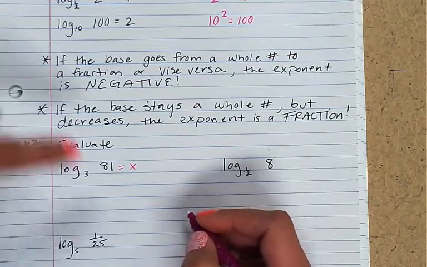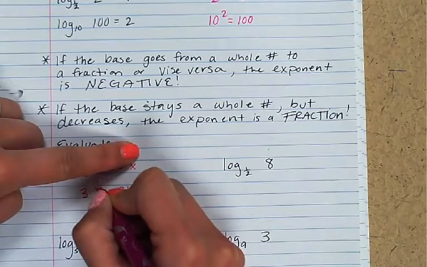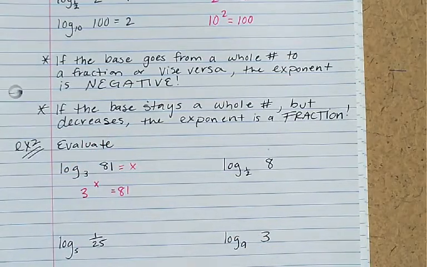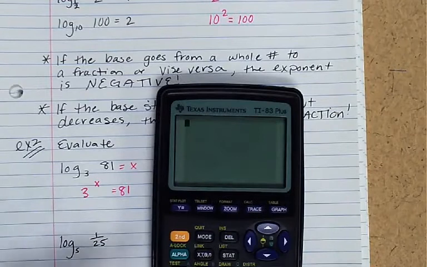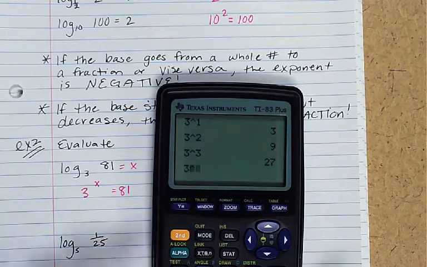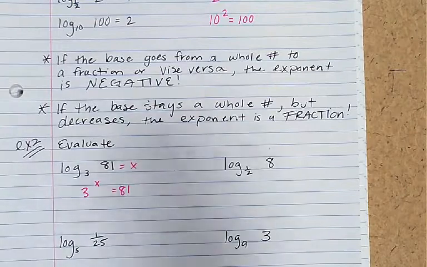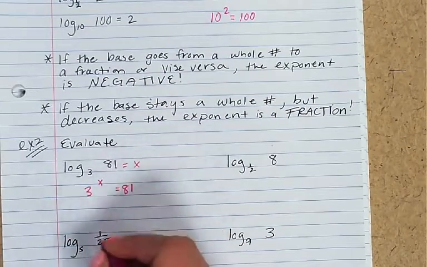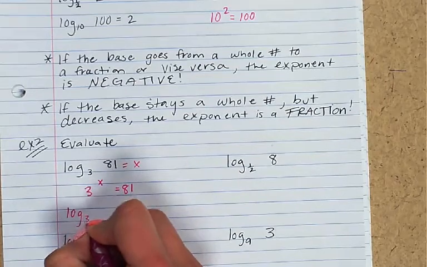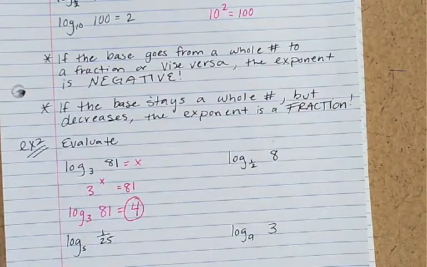So if I wrote this out in exponential form, I would go base, answer, exponent. So we have to decide what exponent would we put on a 3 to make it be 81. So what you can do is, if you ever don't know, just guess and check. Nope, nope, nope. Oh, there we go. 3 to the 4th power is 81. So that means this log base 3 of 81 equals 4. So that's our answer there, 4.